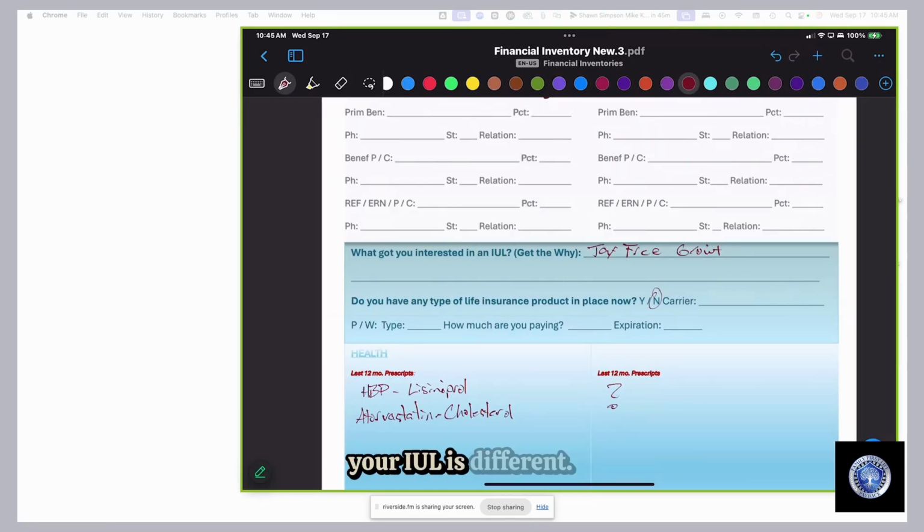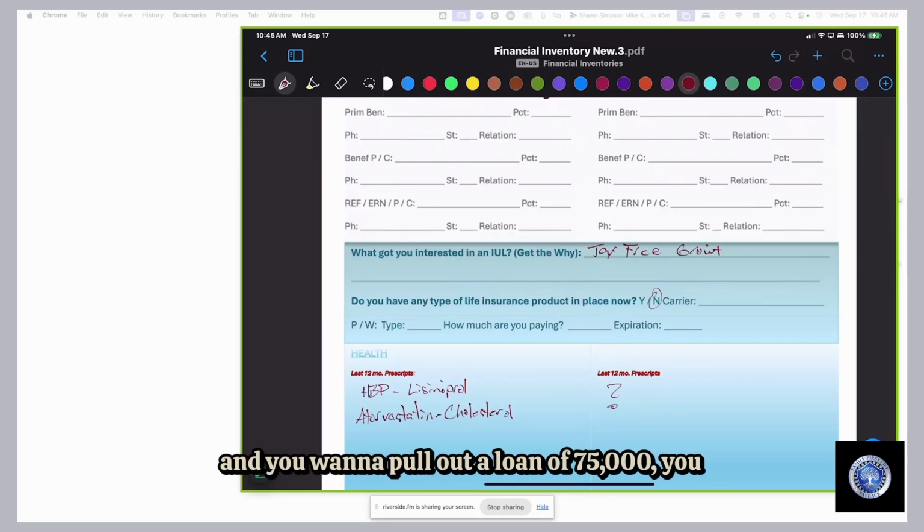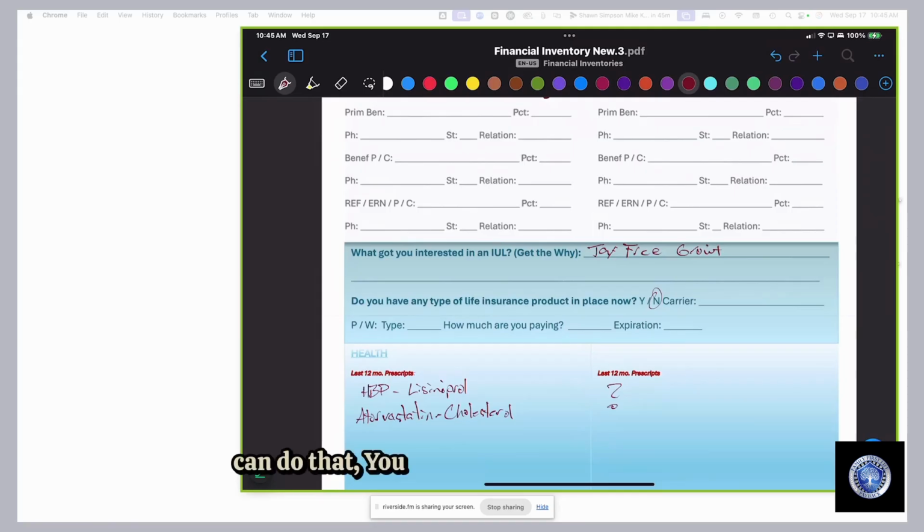Your IUL is different. Same scenario. You got 100,000 of cash value and you want to pull out a loan of 75,000. You can do that. Number one, you can choose when you want to pay it back. You can pay it back when you're alive, or you can pay it back when you're dead. If you don't pay it back when you're alive, it comes off the death benefit in the end. Simple as that.